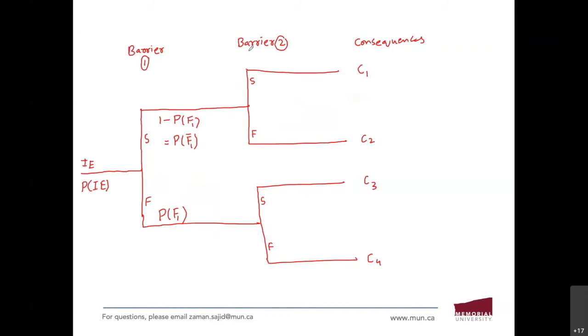Now for barrier 2, for example, this is my probability of failure. It is for the second barrier, so I have P of F2. And for success, I will subtract it from 1. It will be 1 minus P of F2. Now the same thing comes here. We have P of failure for barrier number 2, and for success, we just subtract it from 1: 1 minus the probability of failure of F2.